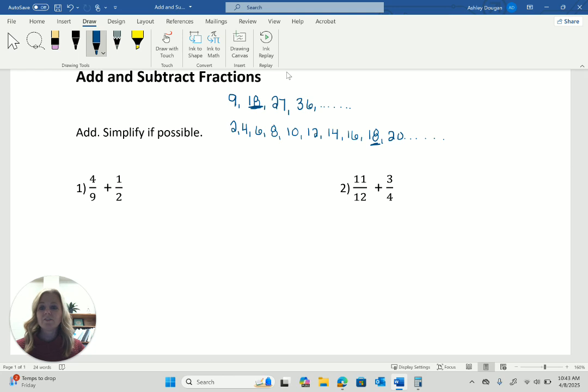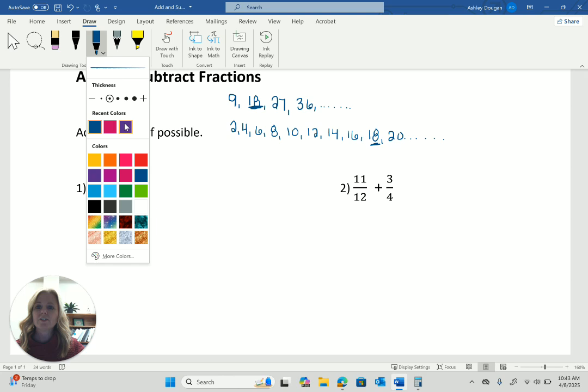Again, you don't have to make this list out. Just sometimes if it's challenging for you to find the denominator, writing it out in list form, you're able to see what that common denominator should be a little easier. So my common denominator should be 18.